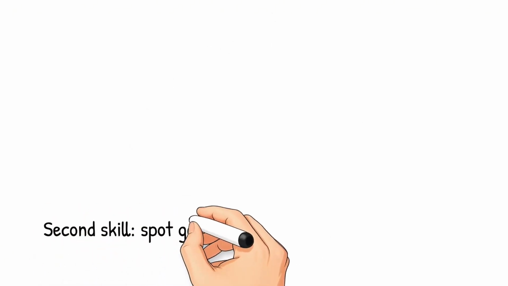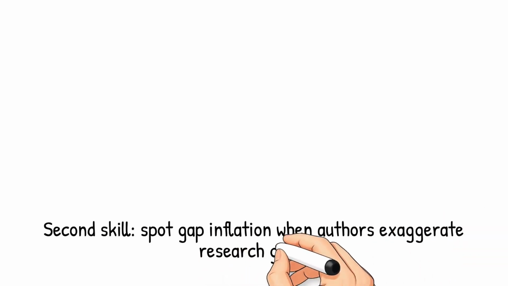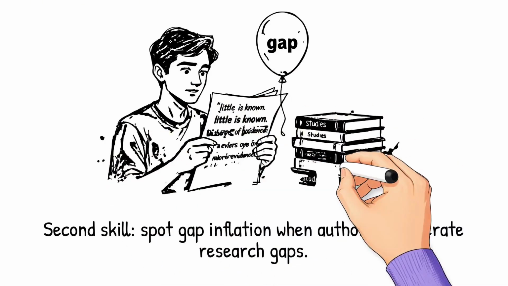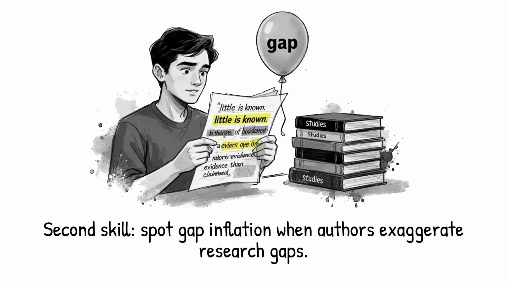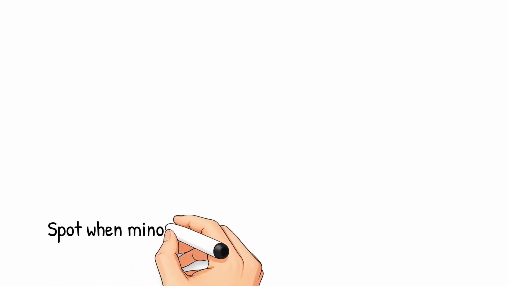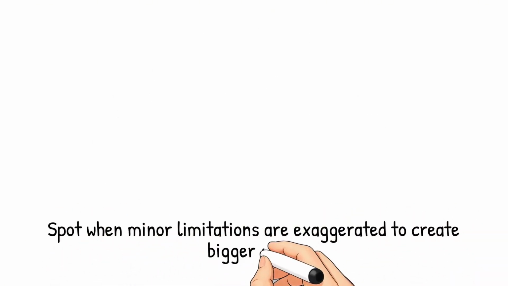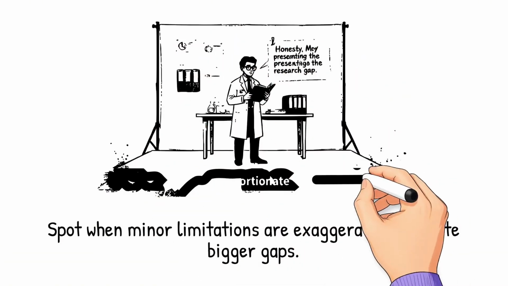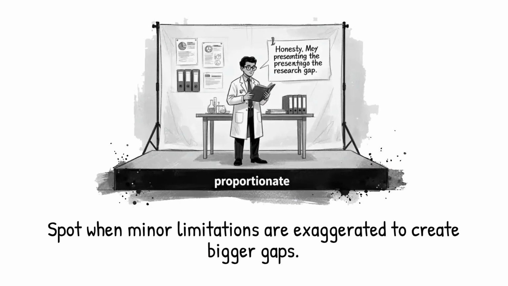The second skill is detecting gap inflation. Authors have an incentive to make their gap sound as large and urgent as possible. Signs of inflation: vague language like little is known when several studies exist. Selectively citing only papers that support the gap. Framing a minor limitation as a complete absence of evidence. In Buser 2017, the gap is honest. Long-term data beyond 10 years for SLA implants in a well-defined population is genuinely scarce. The claim is proportionate. The stage is not bigger than the study deserves.